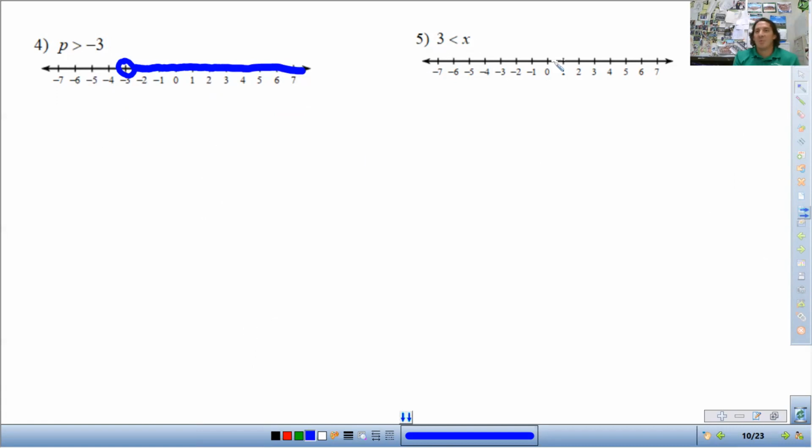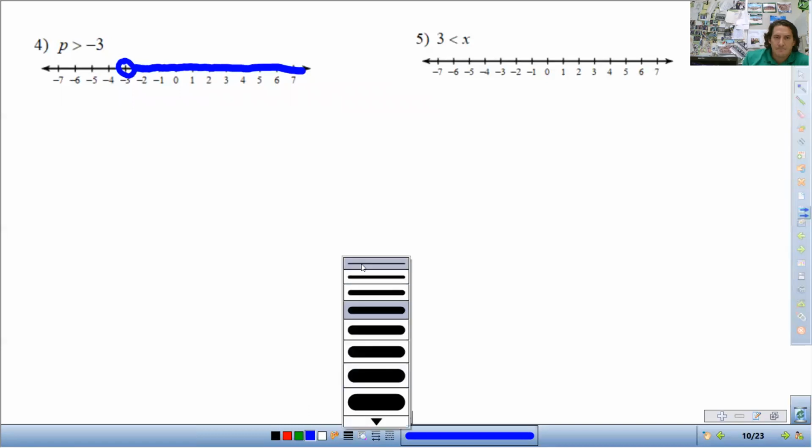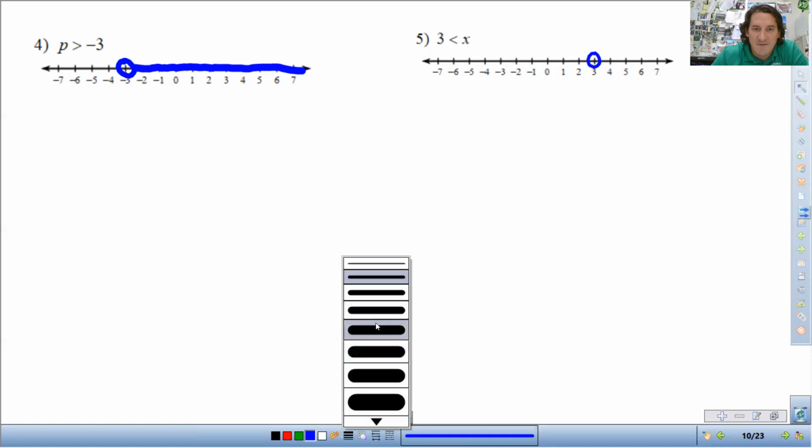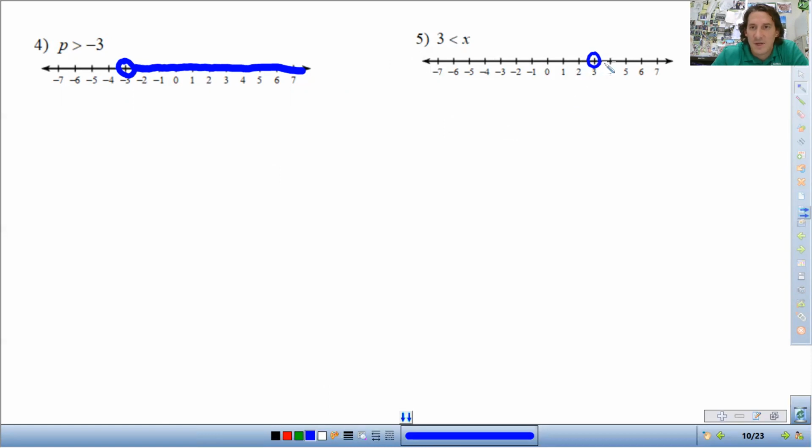So here we have the example where it is flip-flopped. So we need to find the value 3. Remember, the symbol opens up towards the larger value. So this is telling us x is larger, so I need to shade the values larger than 3. That's going to be all these to this side here.